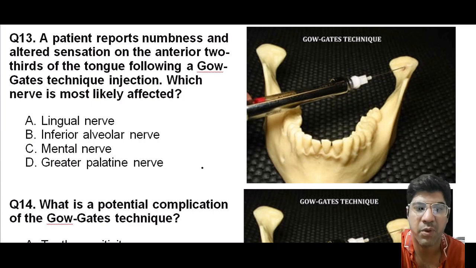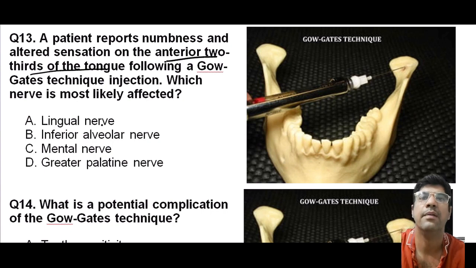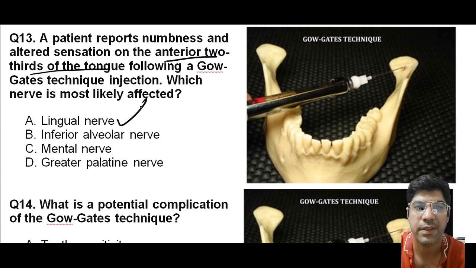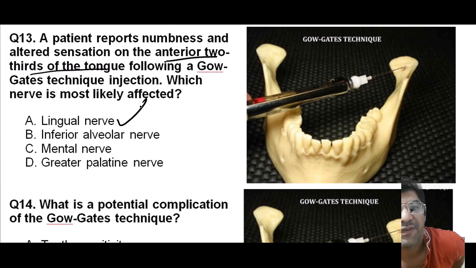A patient reports numbness and altered sensation on the anterior 2/3 of the tongue. The question here says anterior 2/3 of tongue, so that will be anesthetized by the lingual nerve. Numbness and altered sensation on the anterior 2/3 of the tongue indicates involvement of which nerve? It's the lingual nerve.